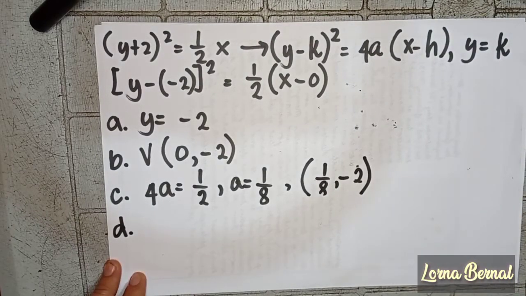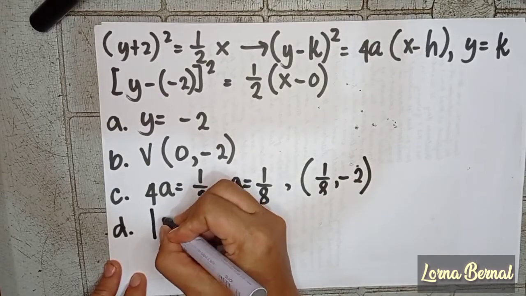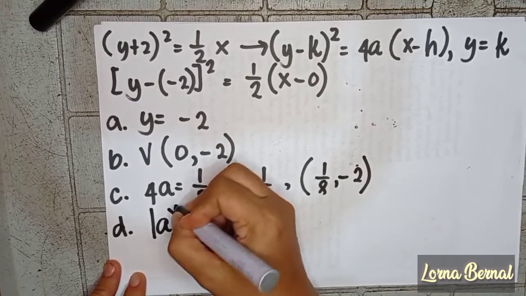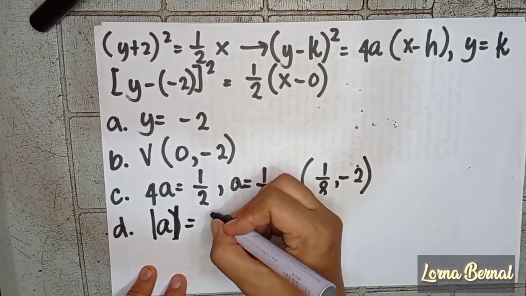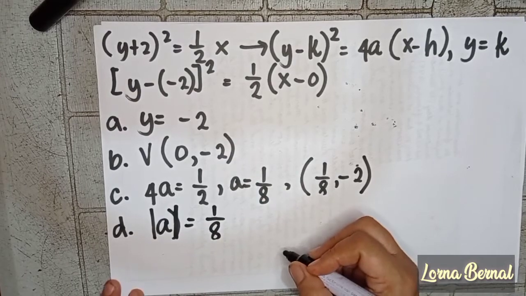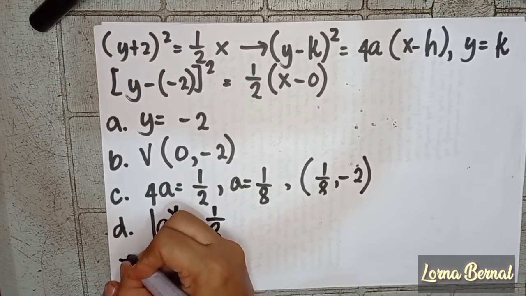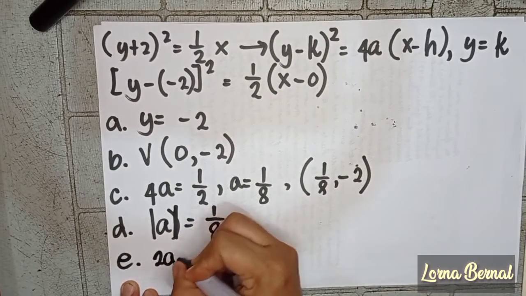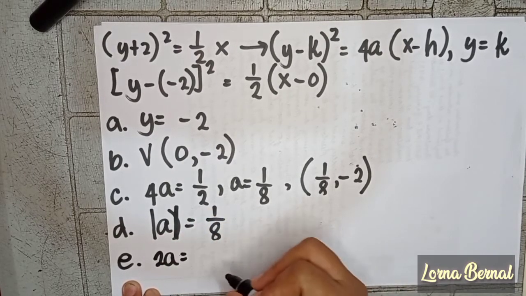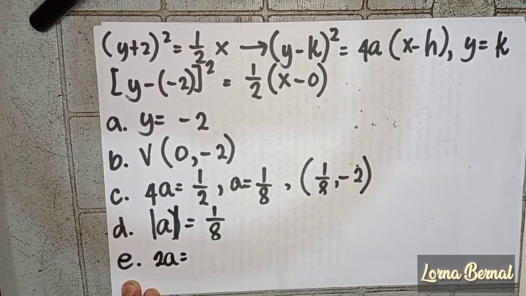Then we have the directrix, which is given by absolute value of a, which is now equal to 1/8 units. Okay. Then letter E, which is now the endpoints of the focal width. So the distance of the focus from the endpoint of the focal width is 2a, which is equal to 1/4.